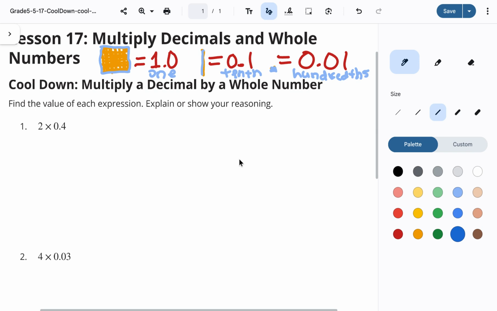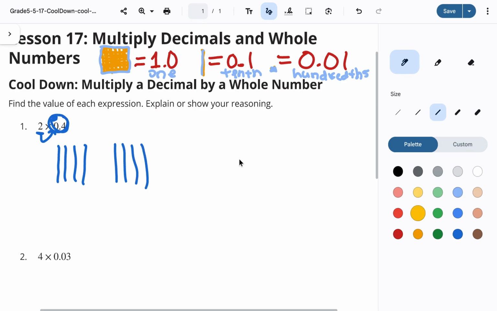So first of all, let's take a look at what our decimal value is. Our decimal value is 4/10. So that is like 4 columns, right? Or 4 rods. It's not a whole, it's 4/10. And then look, this means that we're going to have 2 groups of those. So there is one group of 4/10. Here is my second group of 4/10. And now I can see I have one group of 4/10 and 2 groups of 4/10.